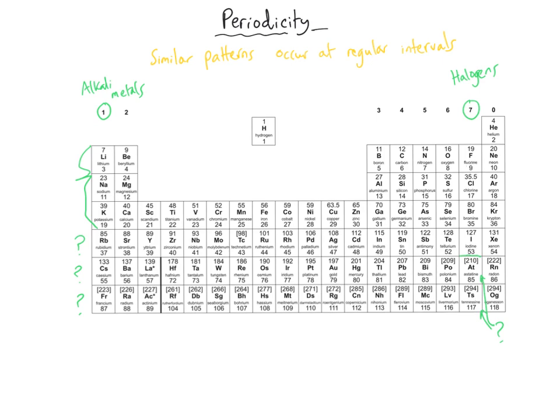Will it be fluorine or will it be tennessine? Will it be francium or will it be lithium? We can use our knowledge of the periodic table and electron shells to help us understand that.